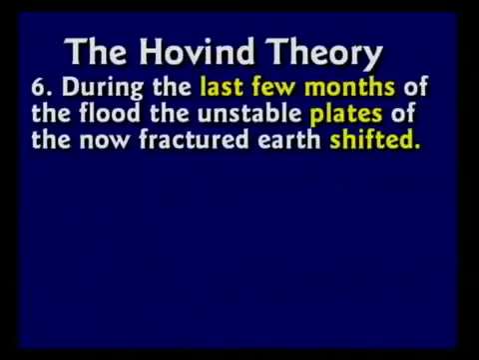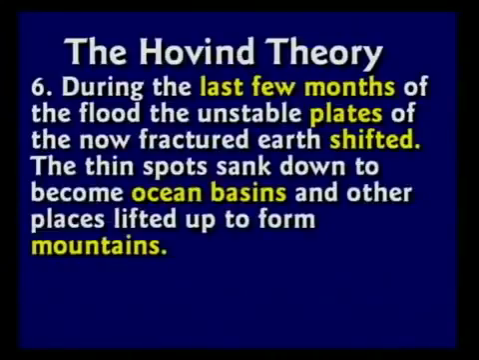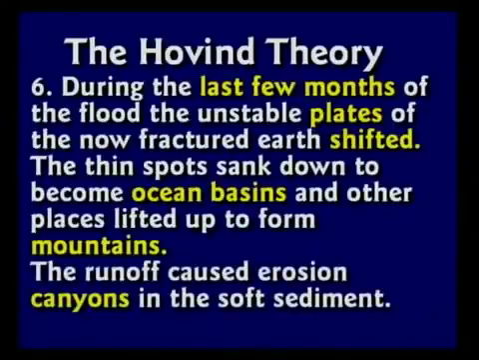Pieces lifted up, other places sank down. Thin spots would sink down and the water would rush in, filling it in to make an ocean. The places where it lifted up would become the mountain ranges. On the way from the top to the bottom, it's going to wash out a lot of canyons in a hurry. So canyons were eroded because the sediment was still fairly soft after the first few hundred years after the flood.